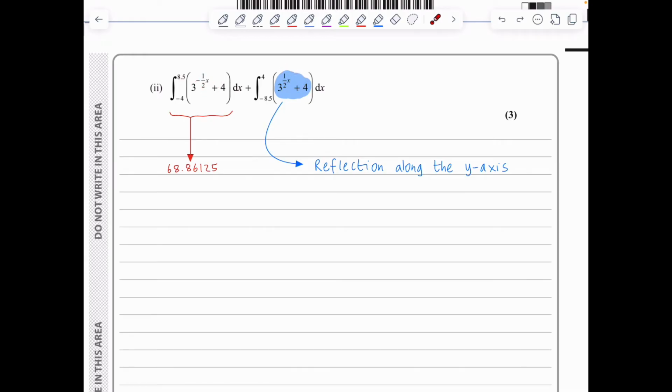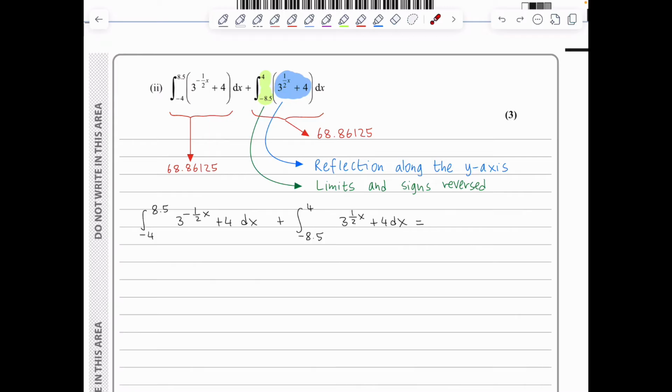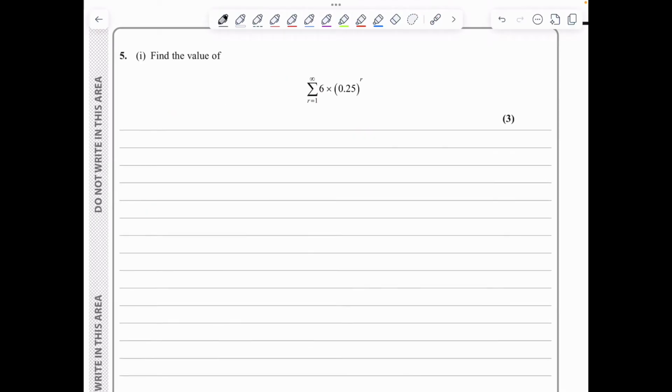And also we observe that the limits have been reversed and the signs have been changed, so we are still looking at exactly the same area because it has been reflected along the y-axis with the limits changed. So this is still 68.86125. So the sum of the two integrals is simply 68.86 plus 68.86, which correct to three significant figures is 138.